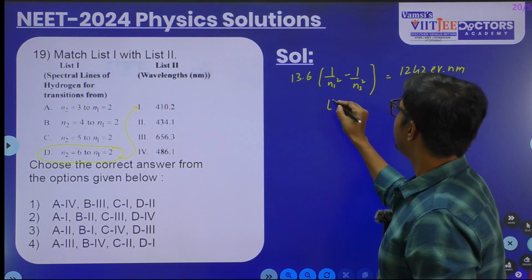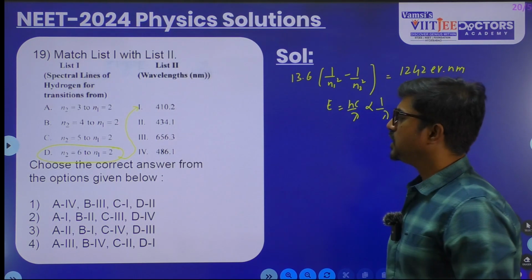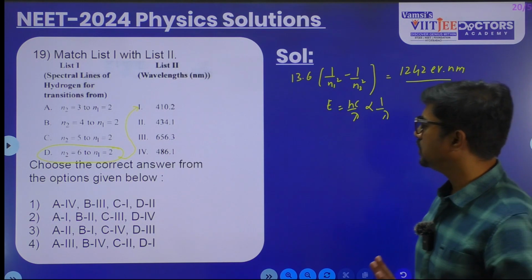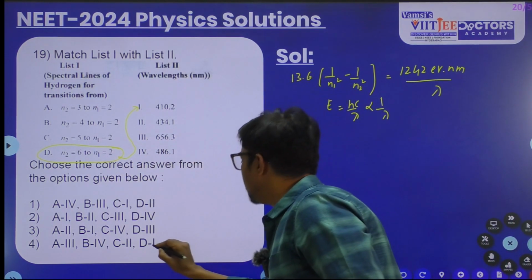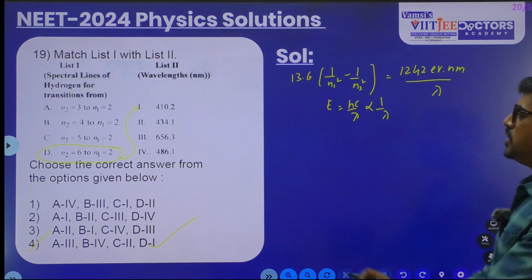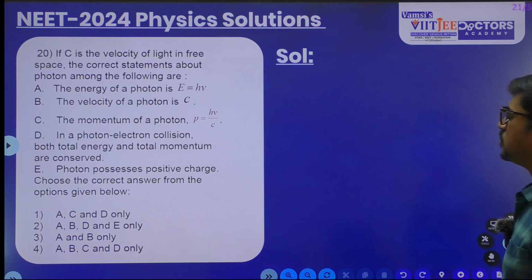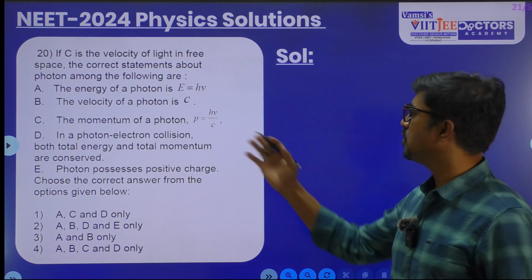You know that energy equal to hc by lambda, inversely proportional to wavelength. Maximum energy should correspond to least wavelength, meaning D should map to 1. Only one option. That's all. You can directly solve it. There is no need to do any calculations here. Just a theoretical question. Even NCERT textbook reading students without any coaching could do that.